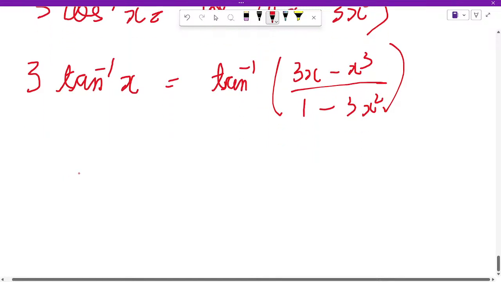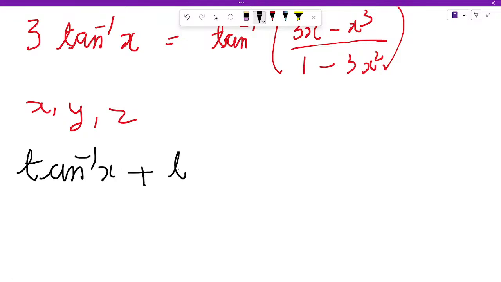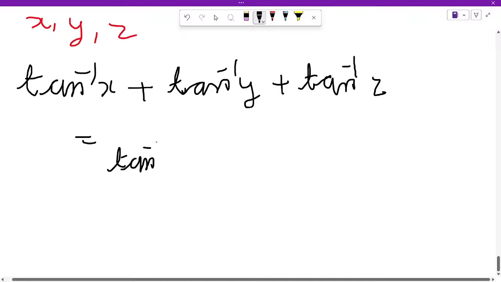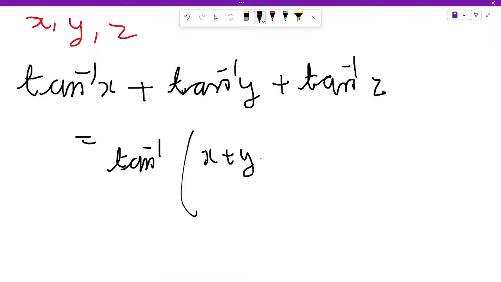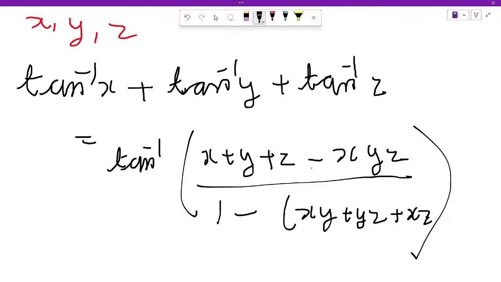Now we need to know a big formula based on tan inverse. Suppose we have three values x, y, and z. Tan inverse x plus tan inverse y plus tan inverse z equals tan inverse of x plus y plus z minus xyz divided by 1 minus xy plus yz plus xz. Simple, right? That is the sum of all these values minus the product of all these values, by 1 minus the sum of the pairwise products.